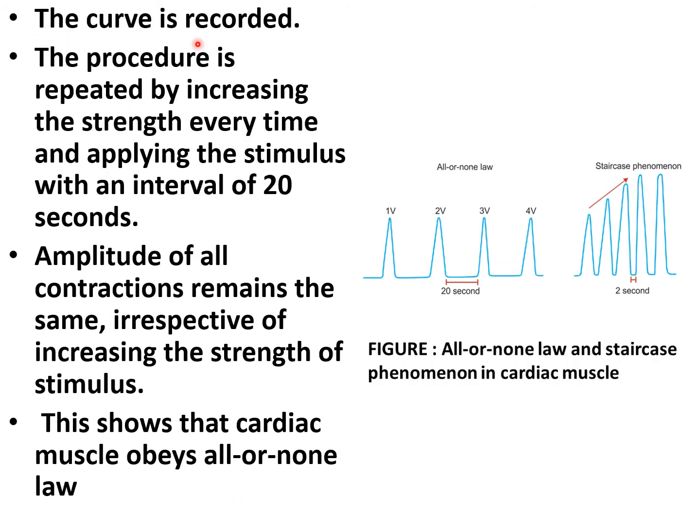And then the curve is recorded. The procedure is repeated by increasing the strength every time and applying the stimulus with an interval of about 20 seconds. The amplitude of all the contractions remains the same, irrespective of increasing the strength of the stimulus. This shows that the cardiac muscle obeys the all or none law.